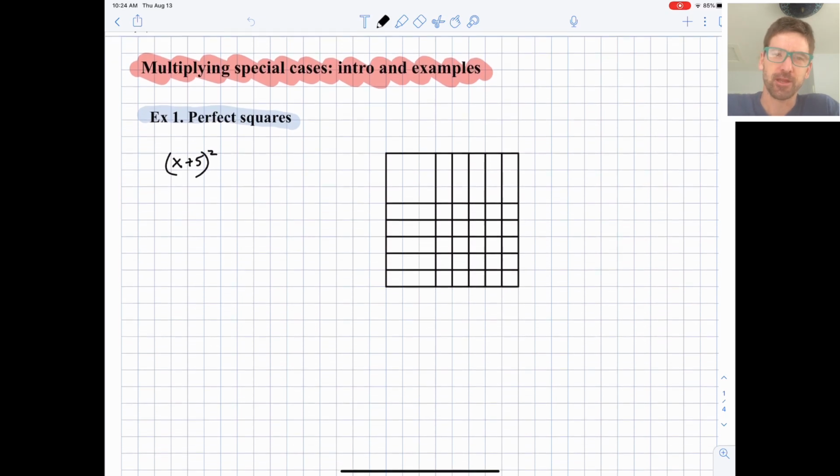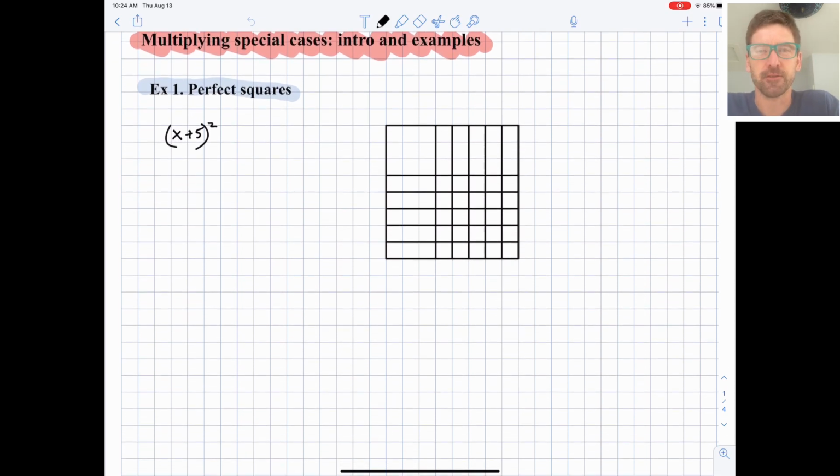The first example that we'll be doing is looking at perfect squares. So the example I have for you is the quantity x plus 5 squared. And I just want to show you the most common math mistake in all of high school is to think that this is equal to x squared plus 5 squared, or x squared plus 25. So that's incorrect, okay? It's fine to make that mistake once or twice, but you definitely want to learn from it and move on and make sure you are getting correct results here.